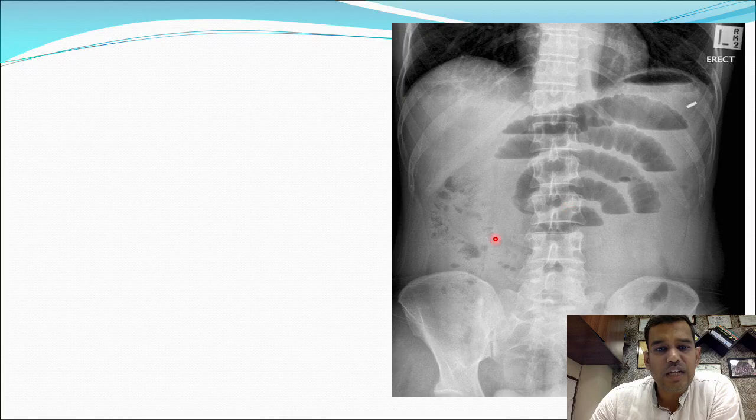Then C, do you see any calcification or a contrast? No, calcification and contrast are seen whiter than the bone. So I don't see any obvious calcification except this, and no increased contrast.